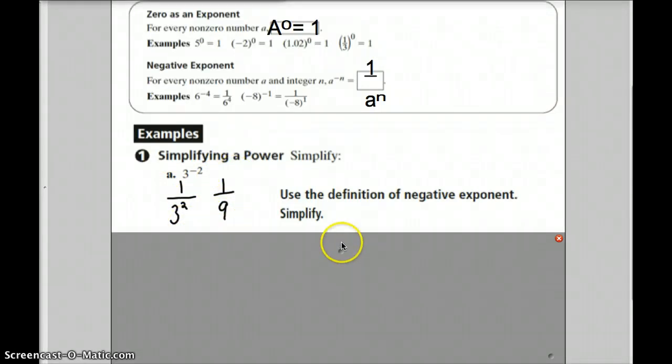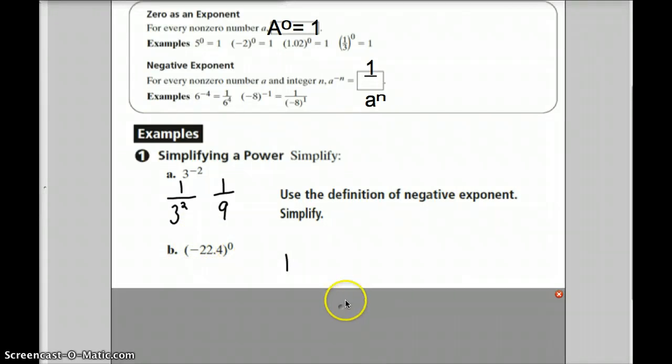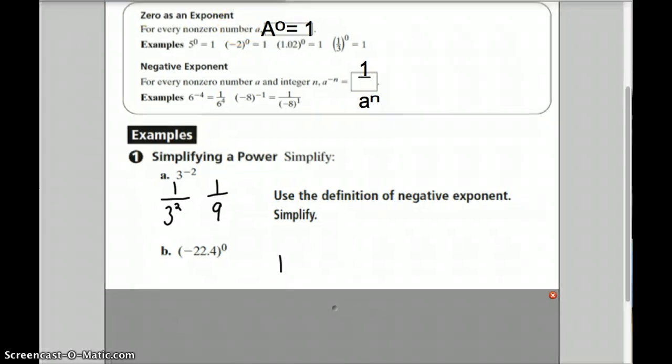Moving on to our next example, we have negative 22.4 to the 0 power. And again, notice that parenthesis is there. So that becomes 1. If this were written a little differently, let me find my pen here.